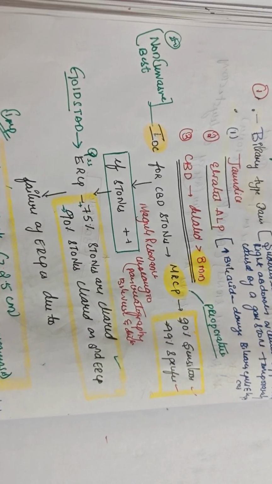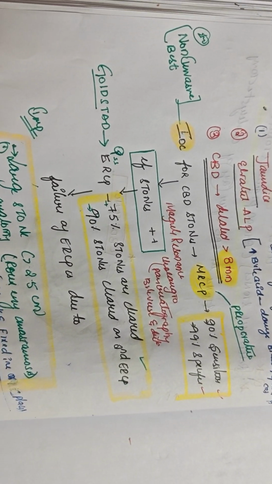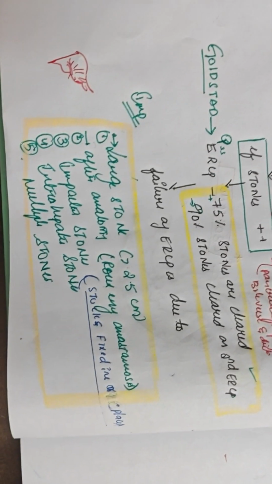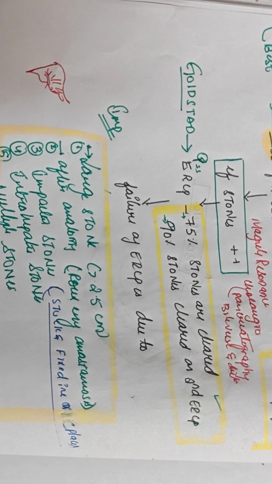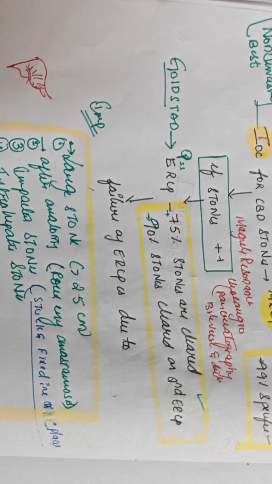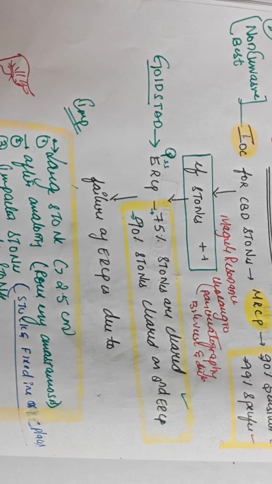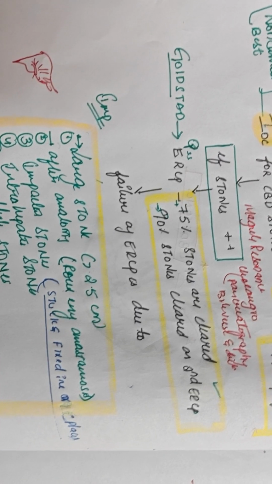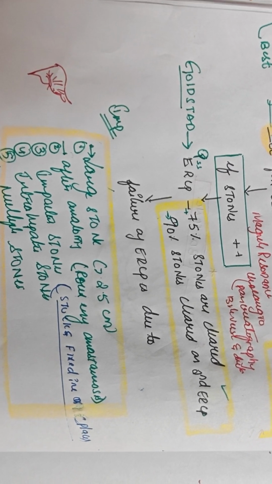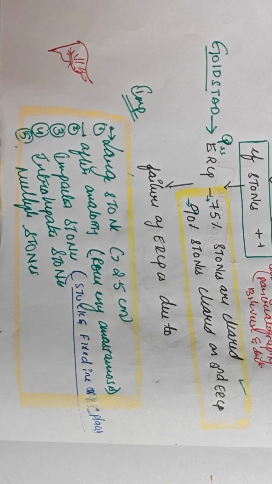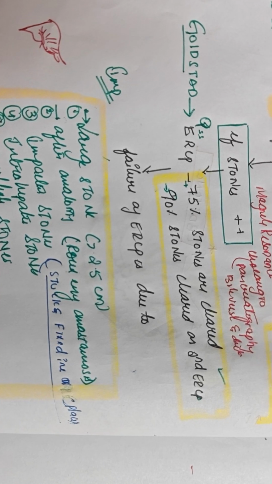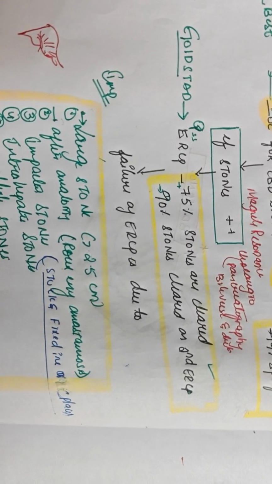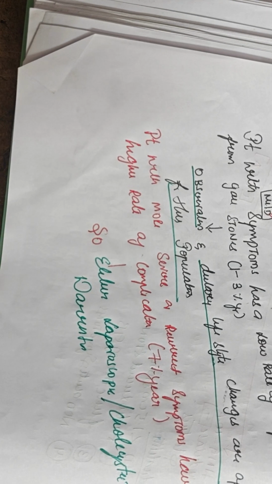In some conditions, I cannot do ERCP. Why can I not do ERCP? Because if the stone is a large stone, I've told you the CBD itself is more than 8 mm. If there's a large stone which is more than 2.5 centimeter, it is difficult for the ERCP, right? And if you have any anatomical alteration like Roux-en-Y anastomosis, right? Roux-en-Y anastomosis.